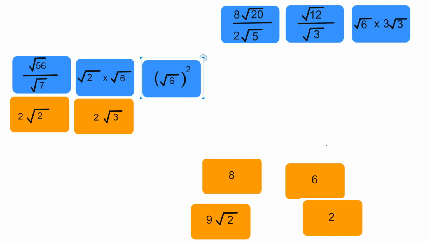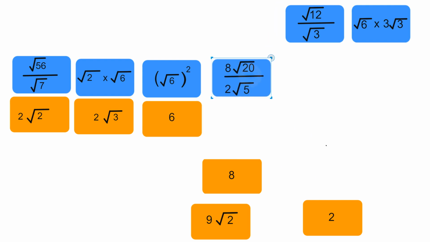So if you square anything, that means you multiply that by itself. So you have square root of 6 times square root of 6. So multiply that by itself, which will give you square root of 36. 36 is a perfect square, and square root of 36 is 6. So we have found our answer, which is 6. So looking for that, we're going to pair 6 with that question.